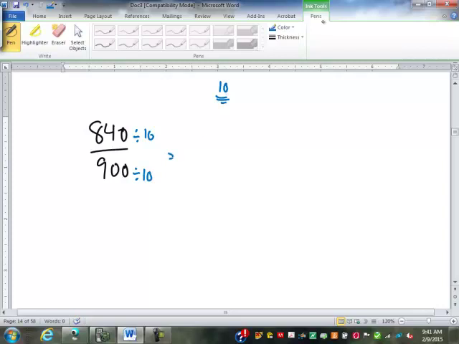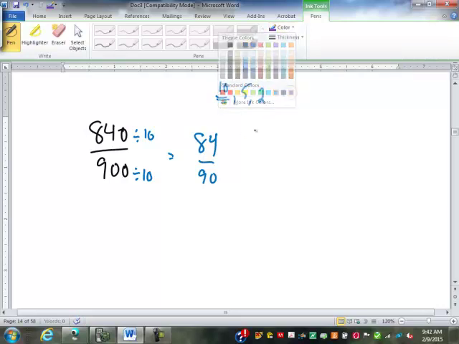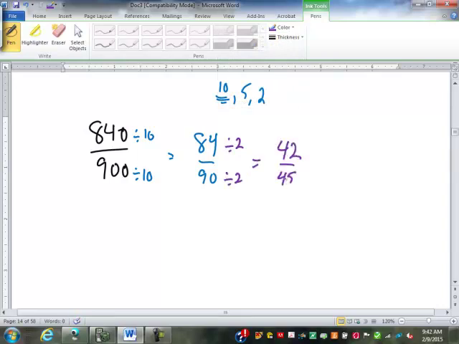If not a 10, then I'd look for a 5, because they end in 0 or 5. So now I have 84 over 90. After 10s, I look for 5s. Well, there's no 5s there. 2s, are they both even? Yes, they are. So I can divide them both by 2. This is 42 over 45. Can I divide by 2 again? No. Next one would be 3, because the 3 is easy.